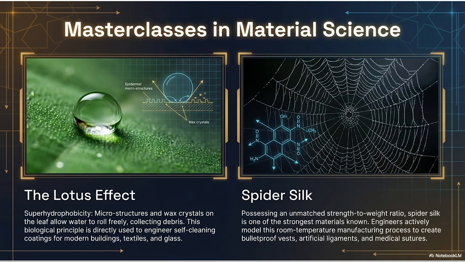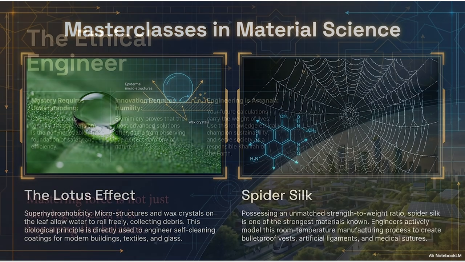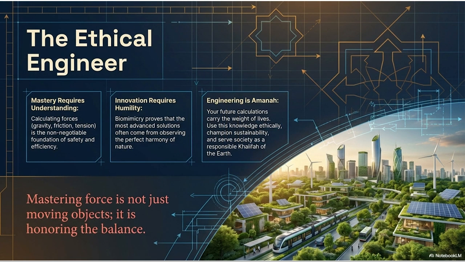The final section of our research is titled The Ethical Engineer. It ties everything back together. It brings us completely full circle to where we started our conversation today, the Islamic concepts of Amana, the Sacred Trust, and Khalifa stewardship. The research summarizes the journey of an engineer into 3 core pillars.